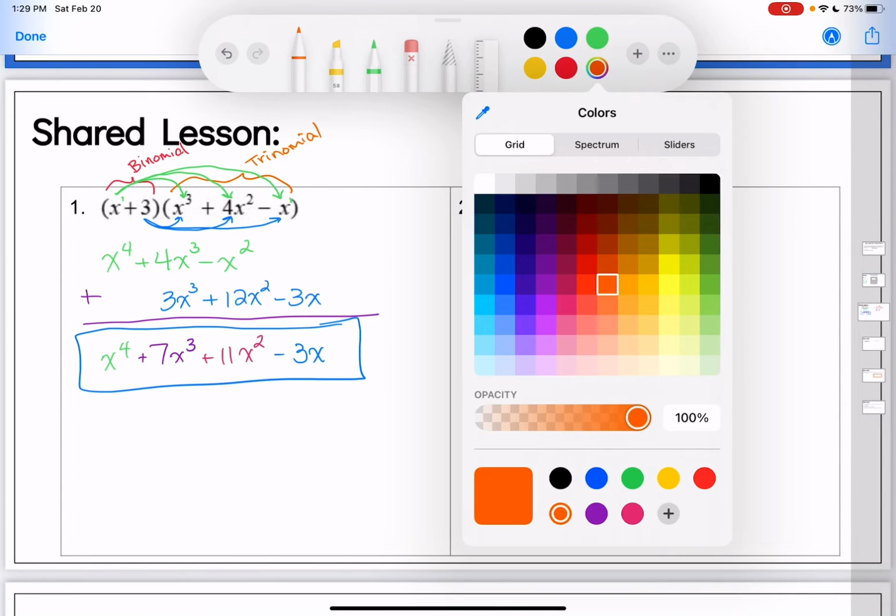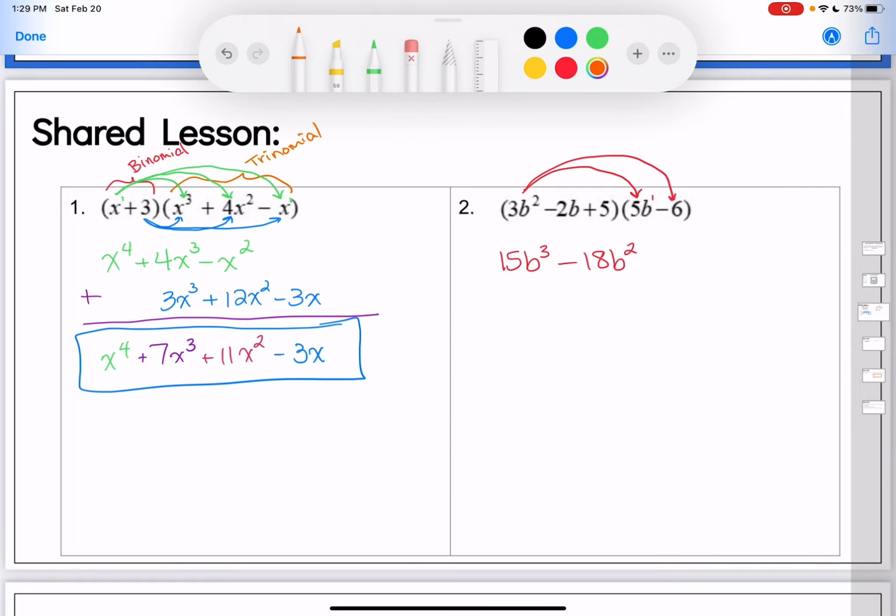Then I'm going to take my next term, this negative 2b, and I'm going to multiply it by 5b. Gives me negative 10b squared. Negative 2b times negative 6, careful here, gives me positive 12b.